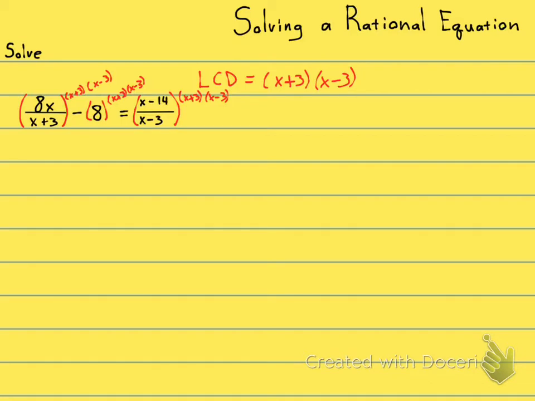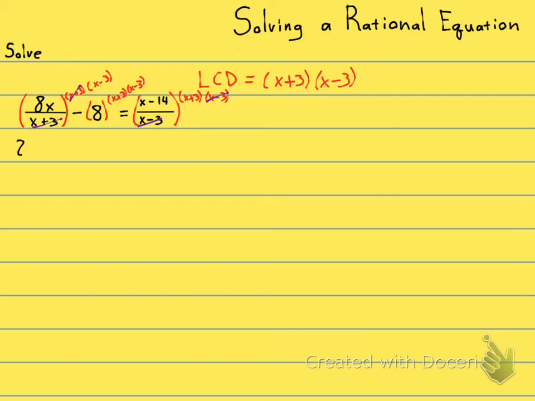Okay, and now watch what happens. When we multiply, see this x plus 3 right here? It will cancel out our denominator. They'll both reduce down to 1. And see this x minus 3? It will cancel out this denominator. They'll both reduce down to 1. And now look at your denominators. You don't have any anymore, right? This will be gone and this will be gone. Okay, on to the next step.